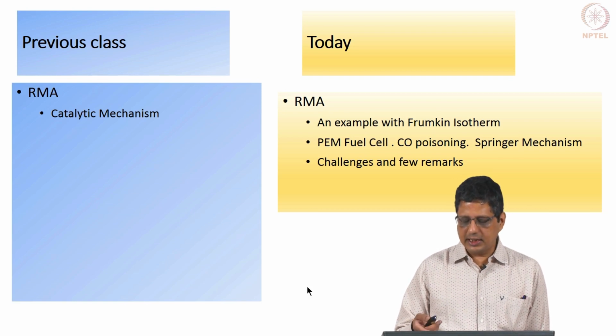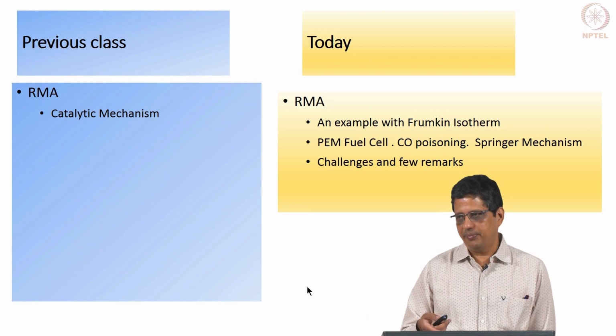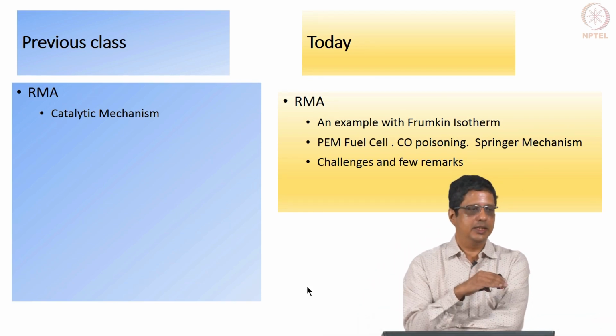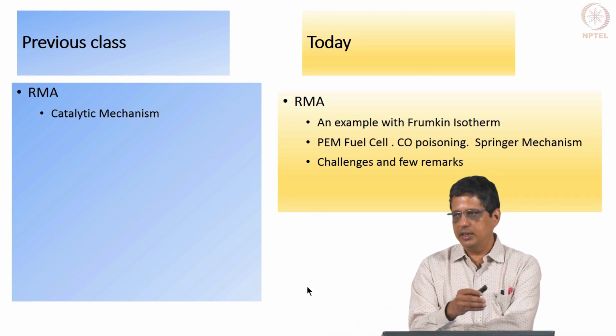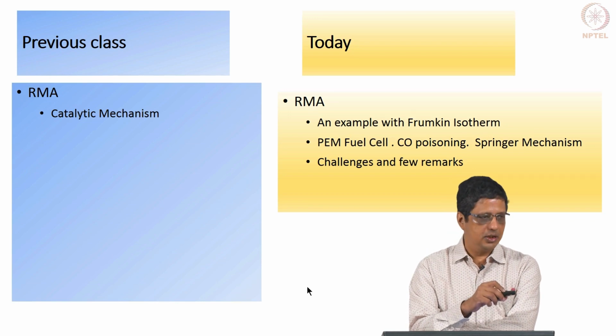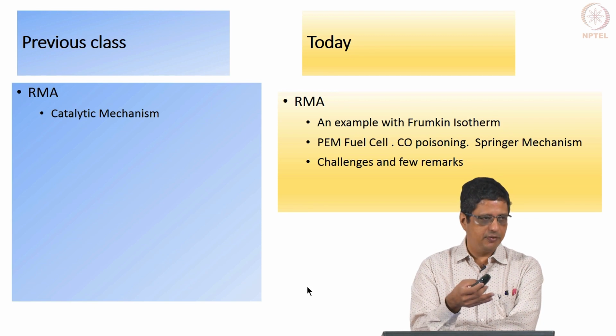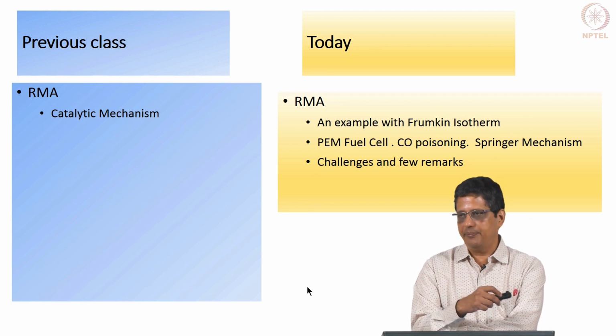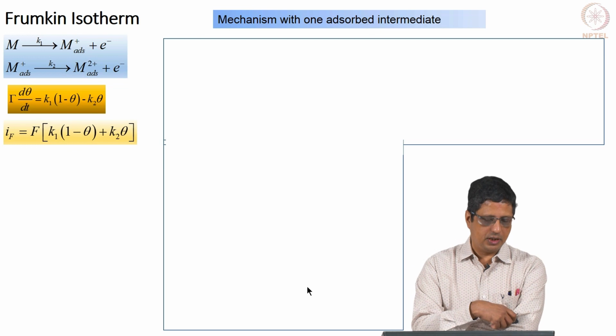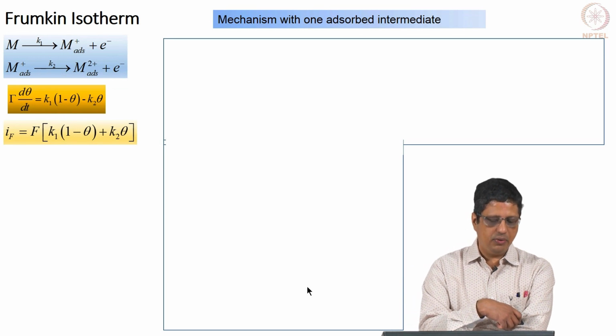Before we go to that example, I want to start with a simpler example, and with that we will complete the set of examples we see for RMA, and then describe a few challenges that one faces when you actually try to optimize the kinetic parameters and fit the model to this data. First, I want to start with this example. We have seen this before.